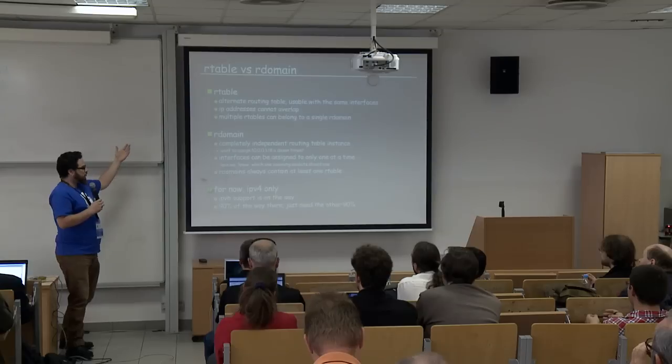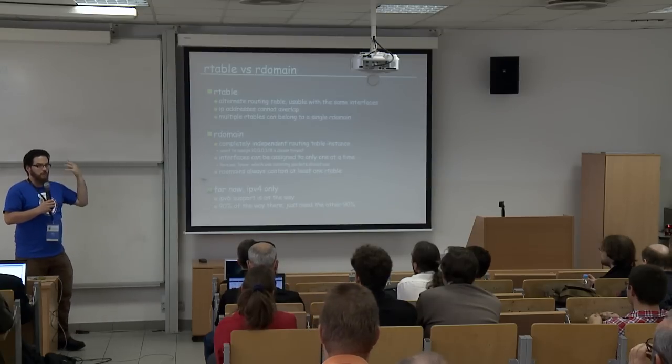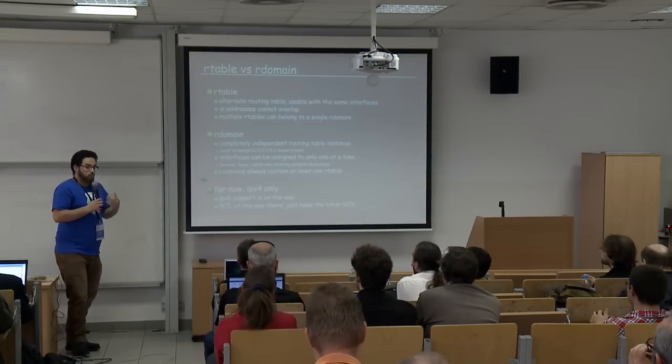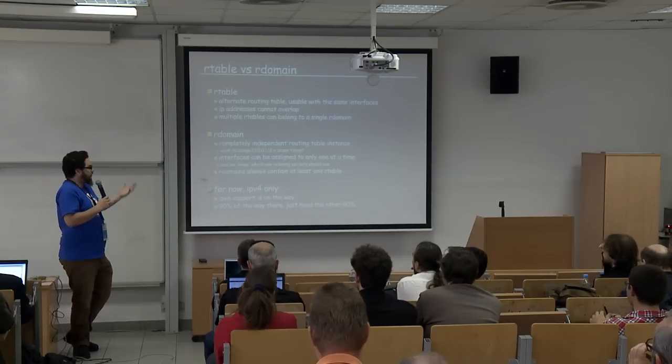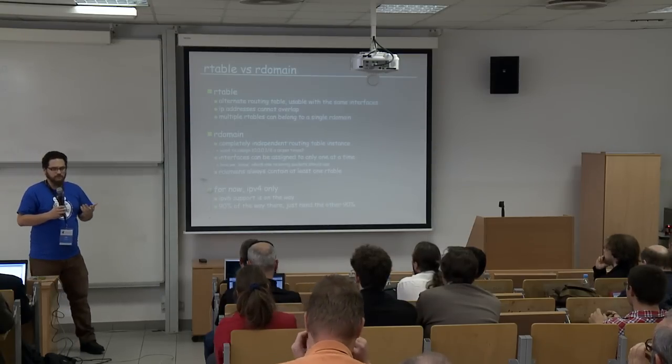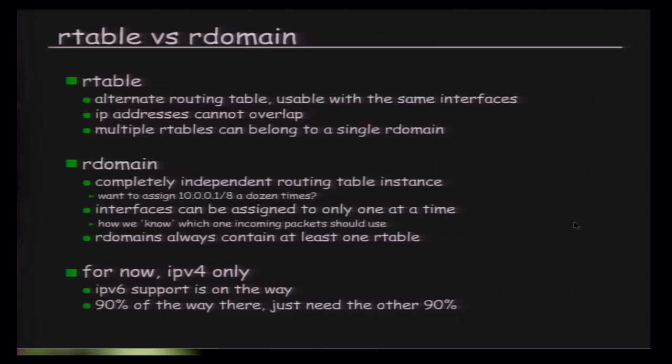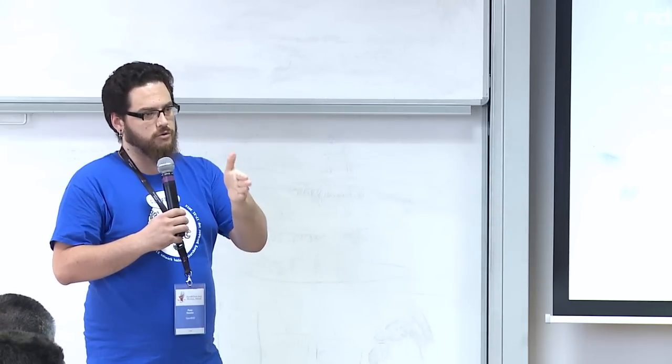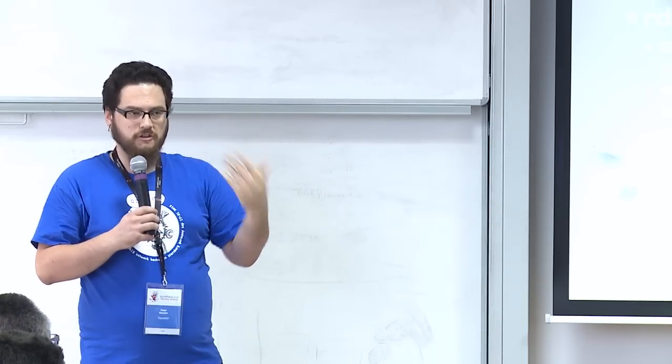And you can have multiple routing tables within the same R domain. Which then brings us to, what is an R domain? It's a completely independent routing table instance. So for example, you can have the 10/8 network a dozen times on your system. And this can talk to the individual networks that it's connected to without interfering with the other behavior.